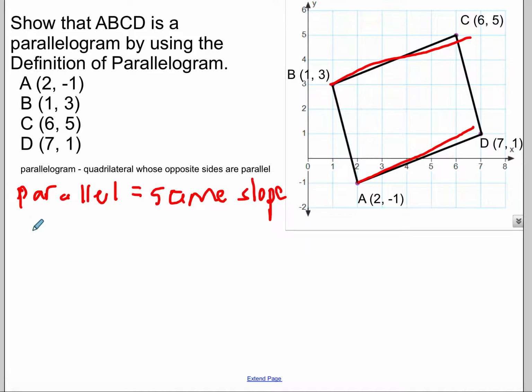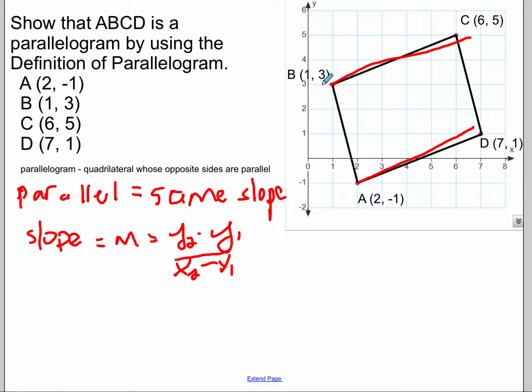Remember, the symbol for slope is m, and the slope formula is y2 minus y1 over x2 minus x1. Okay, so I'm going to do that first with B and C. So here's B and C. I need to do the slope formula with B and C to see what the slope is. So here's B, here's C.